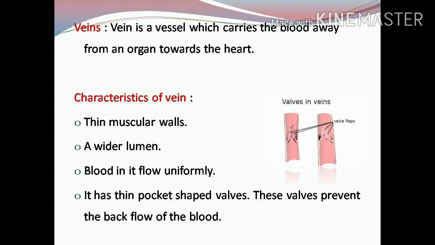Next, the blood in the vein flows uniformly, which means it flows under low pressure. Next, it contains thin pocket-shaped walls, so it has valves. Because in the vein the blood flows under low pressure, to avoid the backflow of blood it has a valve. But in the artery there is no valve, because the blood flows under high pressure.